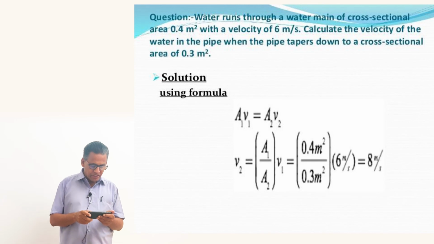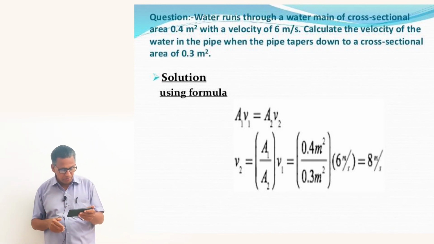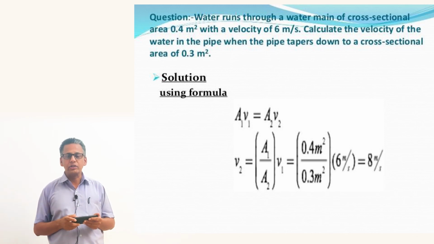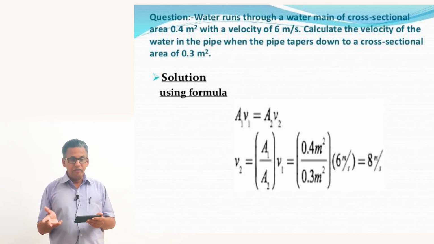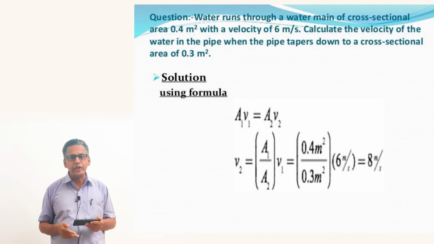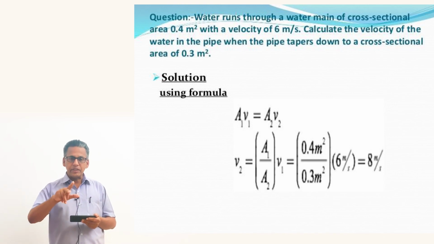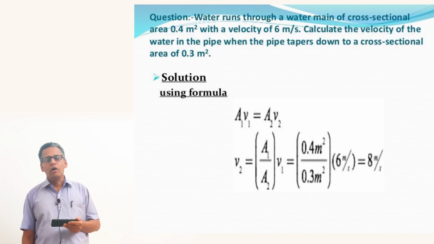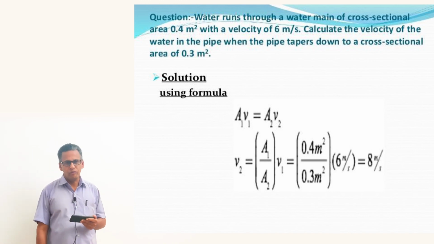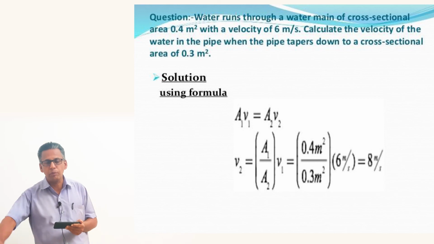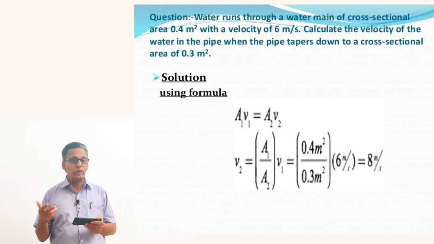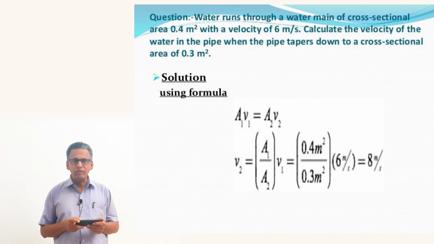Then one problem based on this continuity equation, it is very simple. A1 v1 is equal to a2 v2. You have to find out the velocity v2, and a1 is given, v1 is given, and a2 is given. If sometimes the diameter of the pipe will be given, you can find out the a1 or a2 by using pi d square by 4. a1 is equal to pi d1 square by 4, a2 is equal to pi d2 square by 4. So that you can find out a1 and a2. Then v1 is given, find out the value of v2.